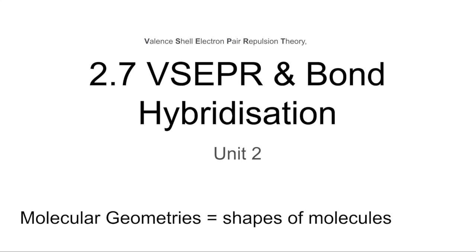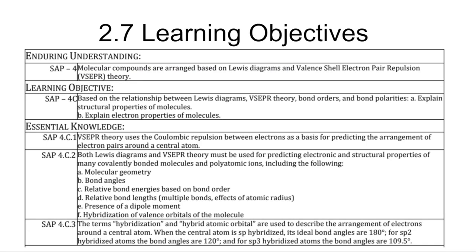2.7 VSEPR and bond hybridization. VSEPR refers to valence shell electron pair repulsion theory. Molecular geometries are shapes of molecules. Pause the video and read through the learning objectives.